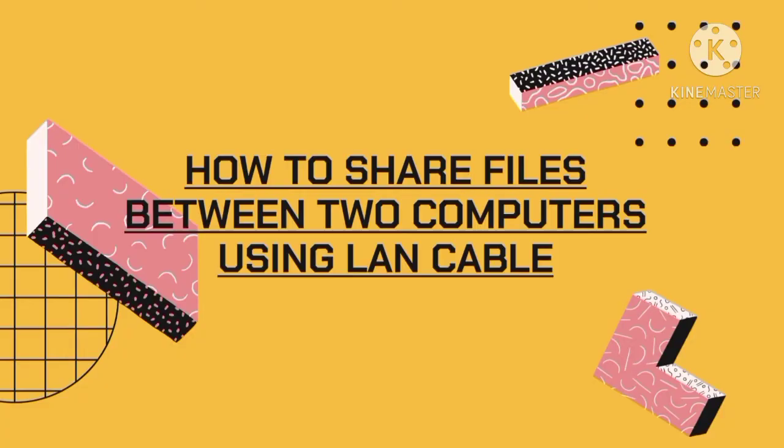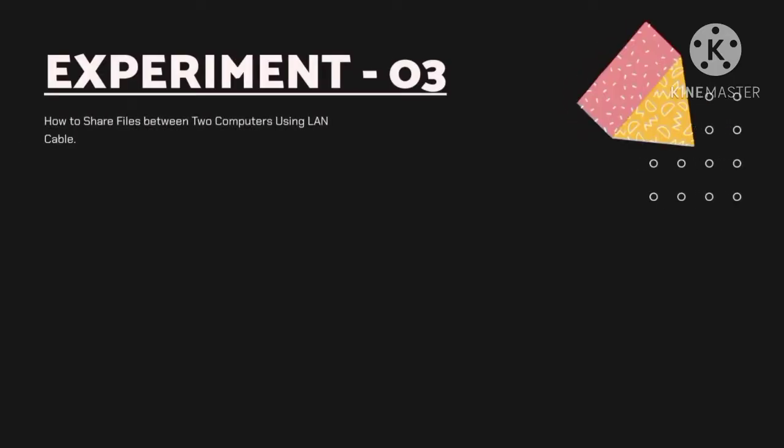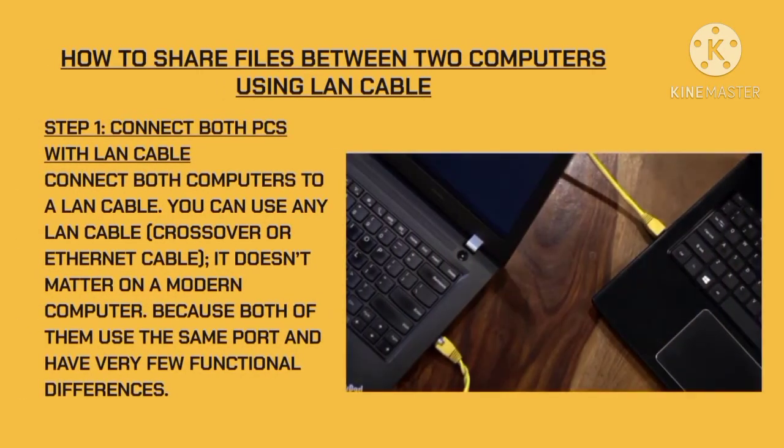How to share files between two computers using a LAN cable. First step, let's see. Connect both PCs with a LAN cable. Connect both computers to a LAN cable. You can use any LAN cable. It does not matter on modern computers because both of them use the same port and have very few functional differences.